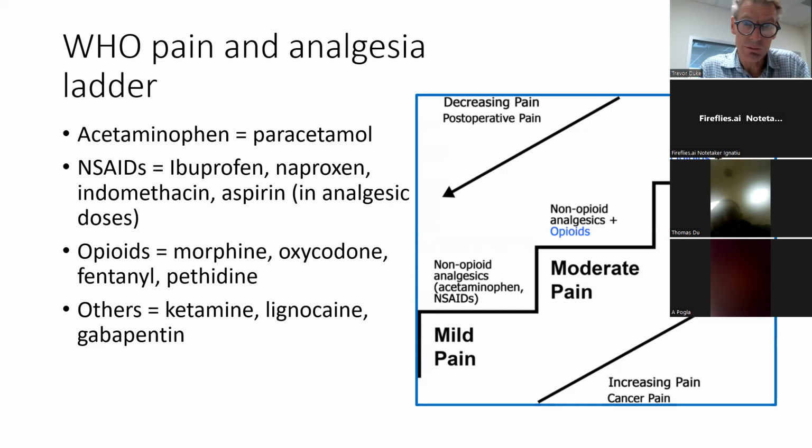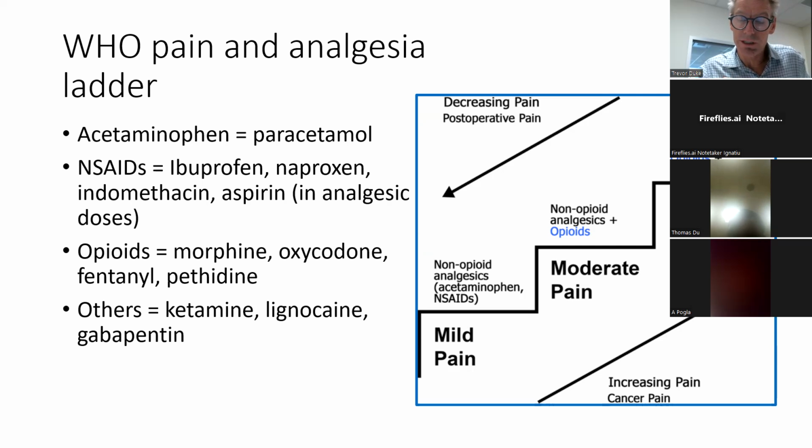So simple analgesia with paracetamol or with non-steroidal anti-inflammatory agents such as ibuprofen or naproxen or indomethacin or aspirin in analgesic doses. Aspirin, of course, we sometimes give as an anti-inflammatory, or as an antiplatelet therapy, which often has a lower dose, whereas analgesic doses are a bit higher.